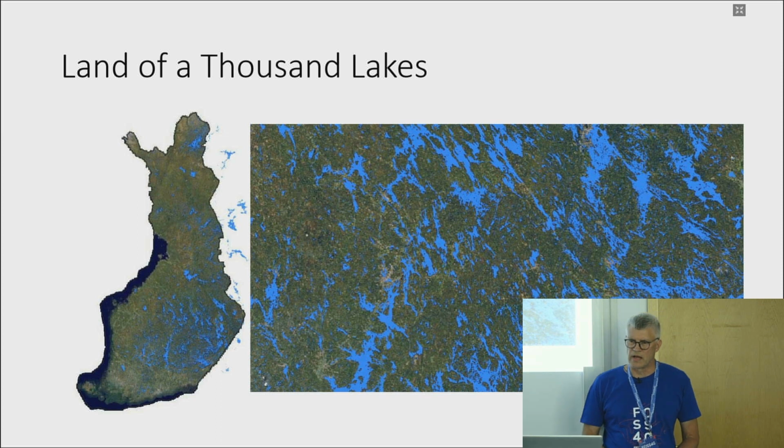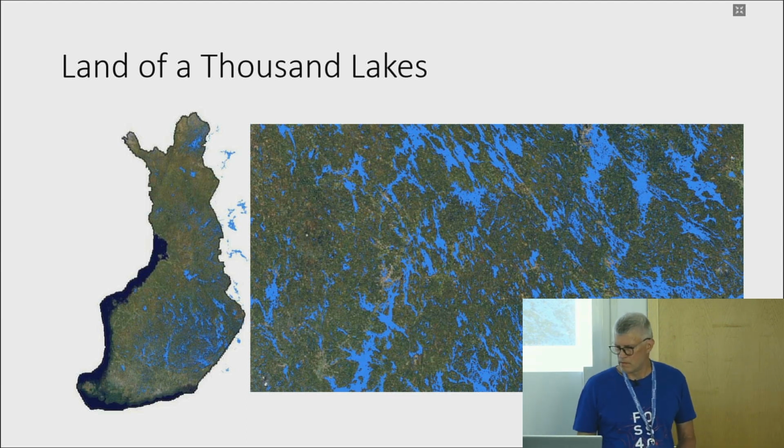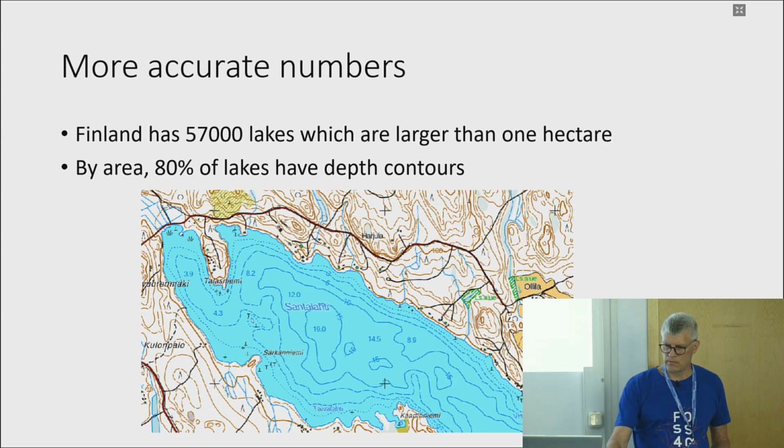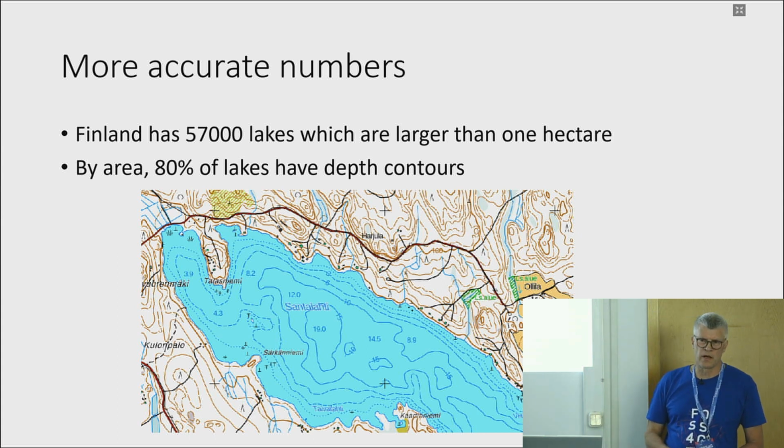Finland is said to be a land of 1,000 lakes. Lakes cover more than 9% of the total area of Finland. There are also more accurate numbers. Finland has 57,000 lakes which are larger than 1 hectare, and about 100,000 more that are less than 1 hectare. And in our basic maps by area, 80% of the lakes have depth contours.